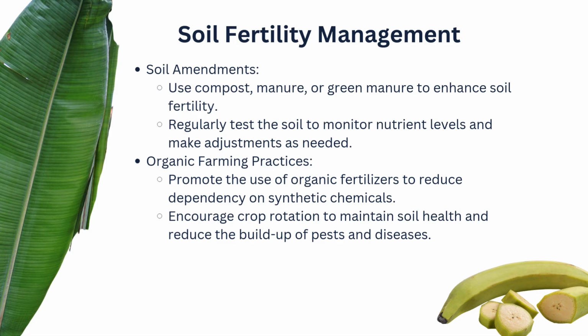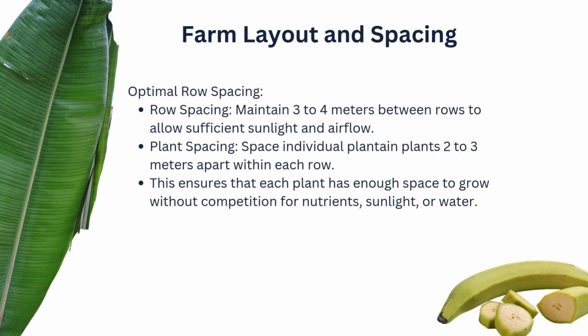Then ensure that you are doing crop rotation to maintain soil health. This is especially around the legumes that you are putting around these plants. So rotate them so that the soil health can be steady, especially when you start seeing things like pests and disease.